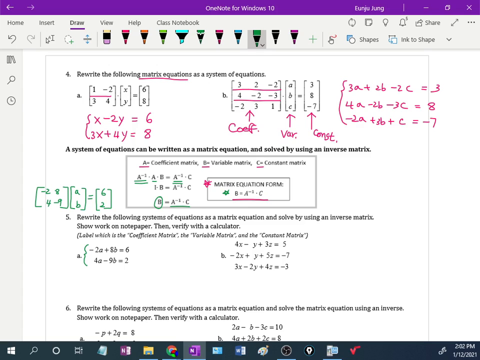Okay, what are the variables we are looking for? A and B. So what do I need to do to find A and B? Take the inverse of the coefficient matrix. So let me write the work. Take the inverse of this and then multiply with the column matrix. That's how we do it, okay? So that is the meaning of B, the variable matrix, equals the inverse of the coefficient matrix times the constant matrix.